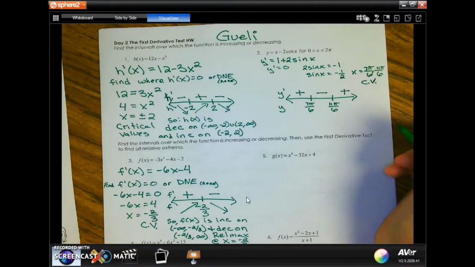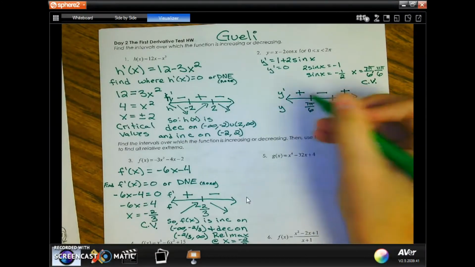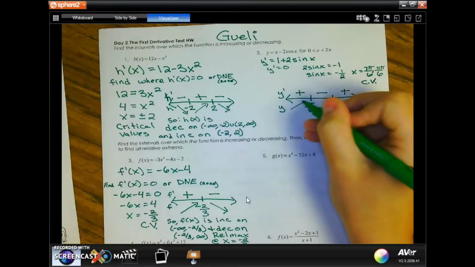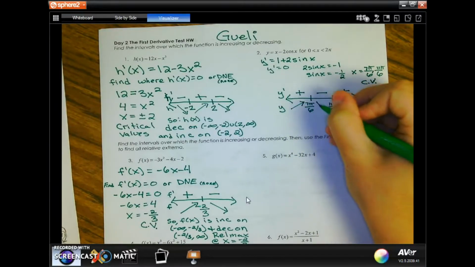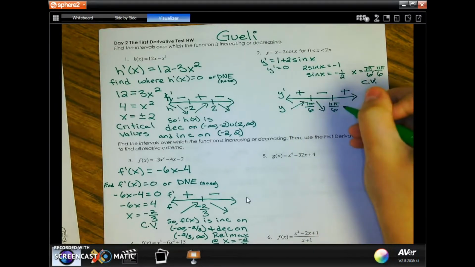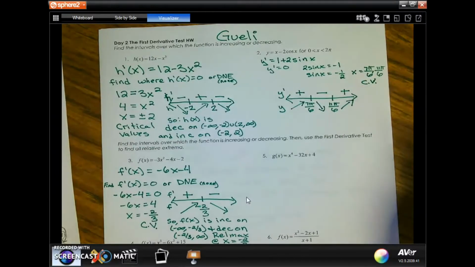So what does that tell me about y? Well, if the derivative is positive, that means the function is increasing. If the derivative is negative, that means over that interval it's decreasing. And then we have increasing again.